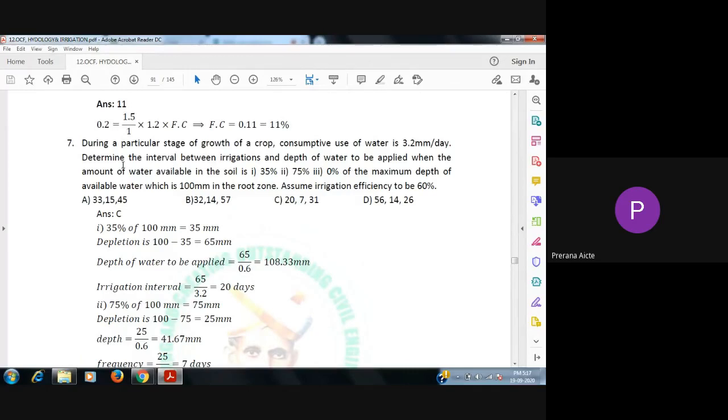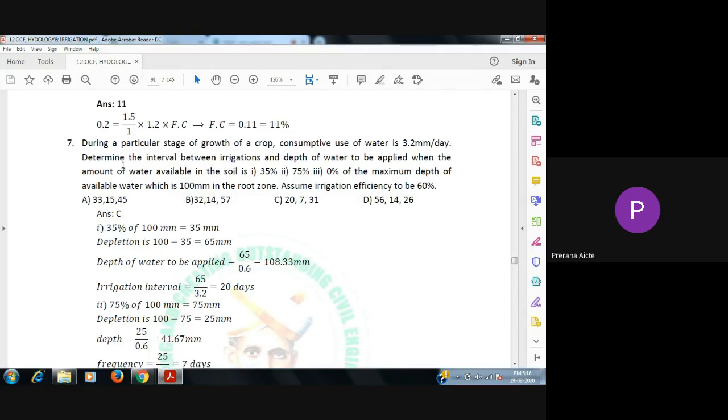See this problem. During a particular stage of growth of a crop, the consumptive use of water is 3.2 millimeter per day. So again, what is consumptive use? The water required for evapotranspiration is called consumptive use. It may be measured in centimeter per day. Understand? So the water used for evaporation and transpiration is called consumptive use of water. So this consumptive use of water is 3.2 millimeter per day. It's nothing but a loss actually. So determine the interval between the irrigations.